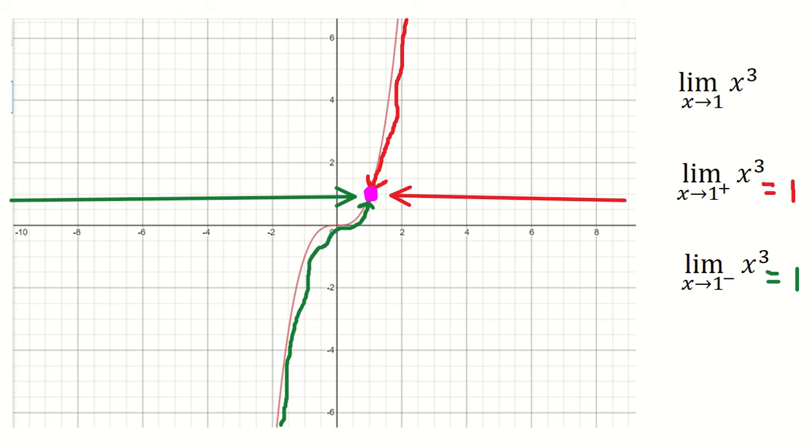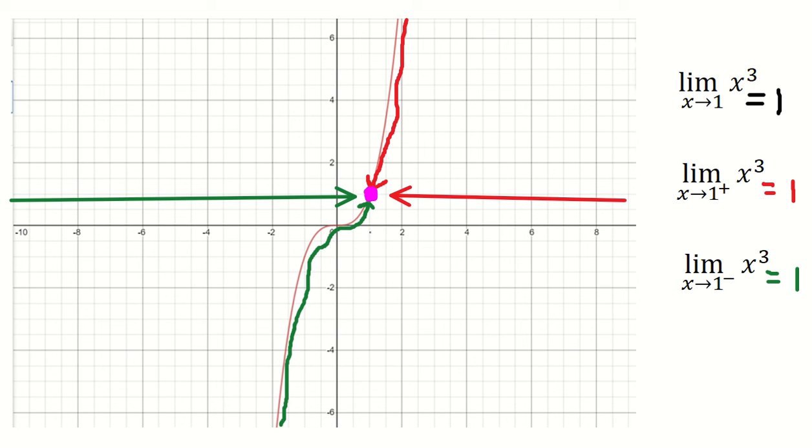Now what that means is, both of these are the exact same. If you move from the right and you get to the same value, and you move from the left and you get to the same value, then the limit as x approaches 1 of x cubed exists. A limit can fail to exist, and we'll talk about that in the next video. But if these two things are the same, the limit exists, and it is the same value as in each of these cases. That means this right here is also going to equal 1.